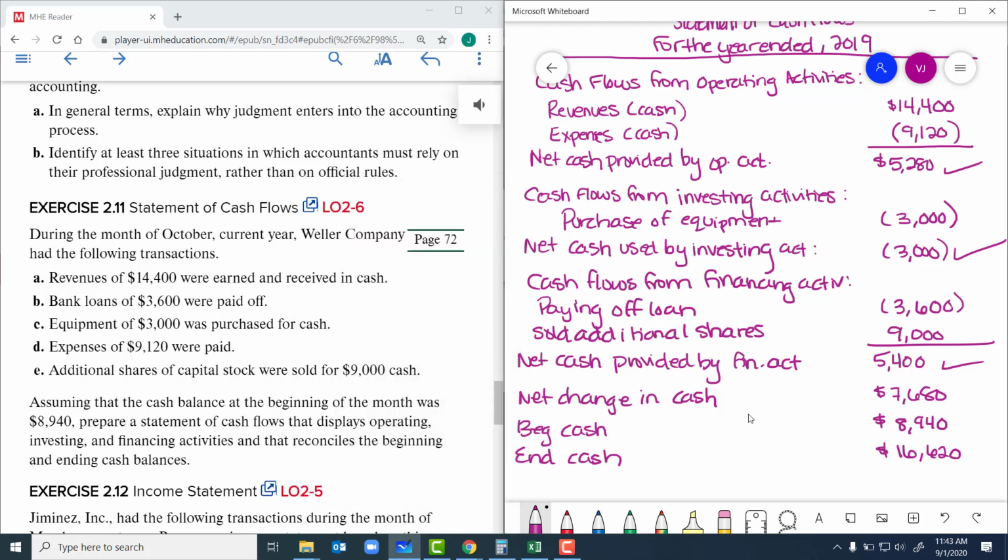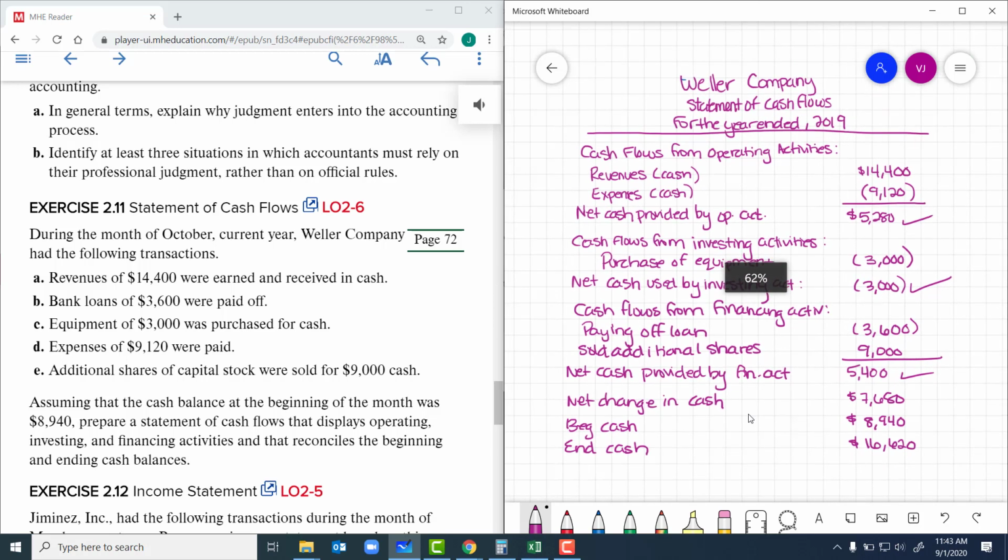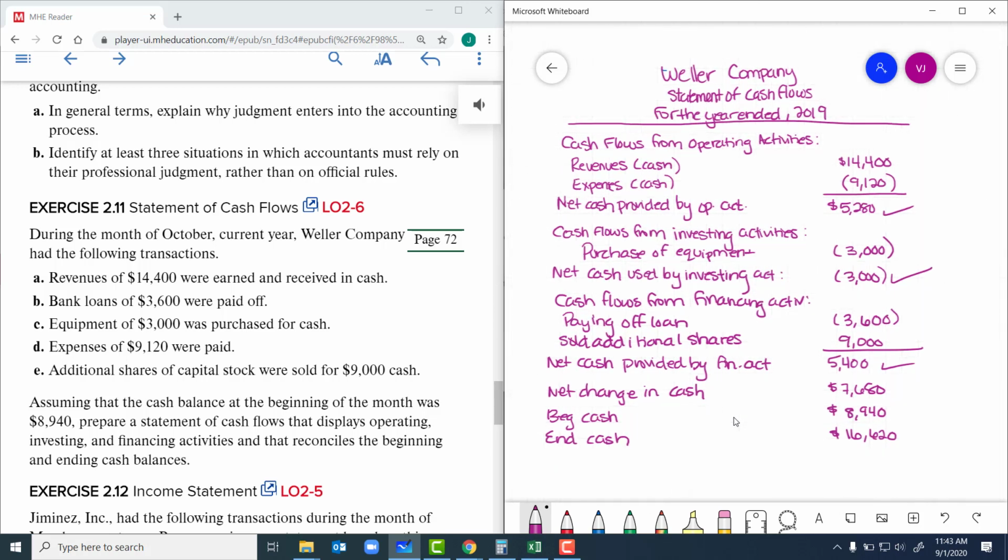Okay, and that is how you set up a statement of cash flows based on different inflows and outflows and how to categorize them in their different categories, either it being operating, investing, or financing activity. So hopefully that helps, and good luck with the rest of Chapter 2.